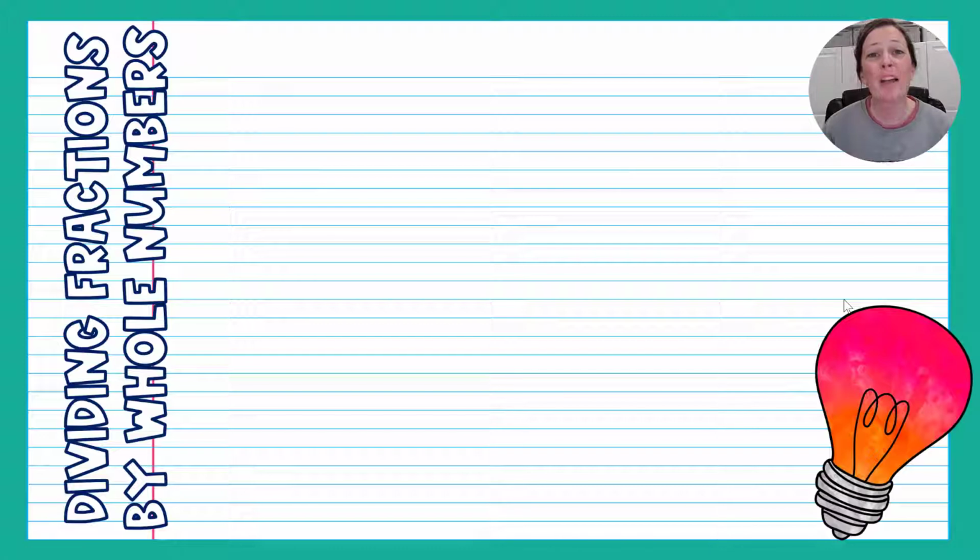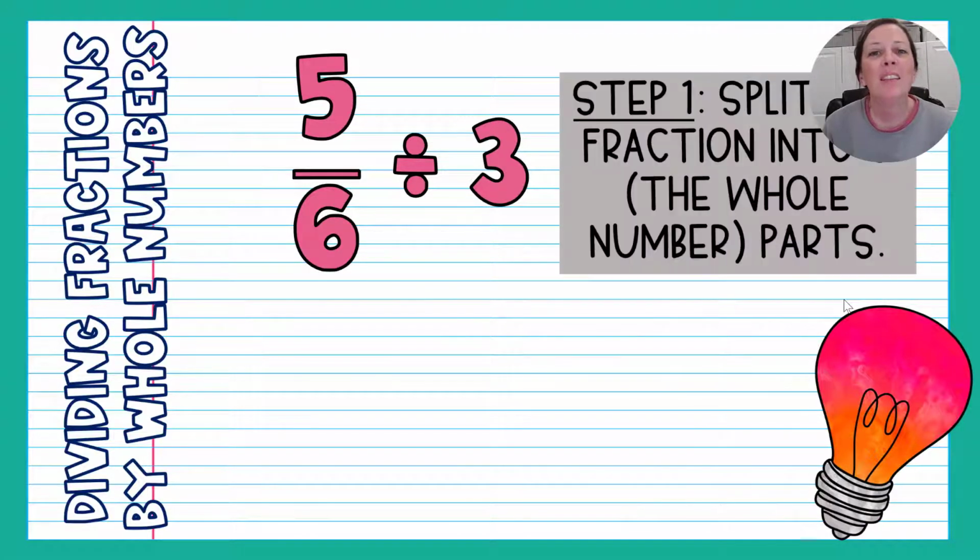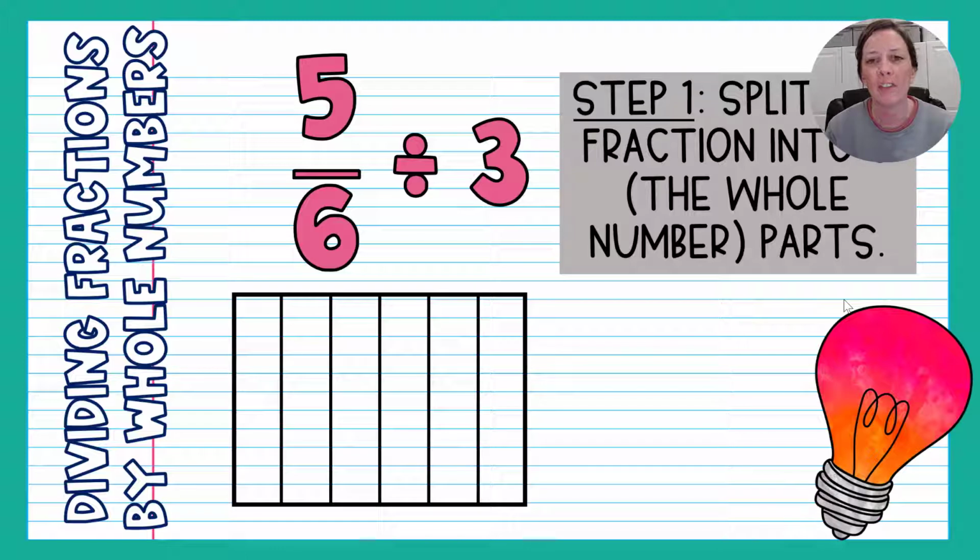We're going to start by looking at the problem 5/6 divided by 3. Step 1 is to split the fraction into 3, the whole number, parts. Now, we're splitting into 3 because that's our whole number. If our whole number were 2, we would split it into 2. If our whole number were 6, we would split it into 6. But before we can split it into whatever that whole number is, we first have to draw 5/6.